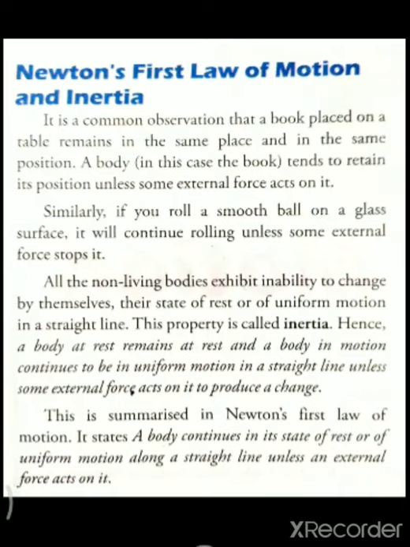Hence a body at rest remains at rest, and a body in motion continues to be in uniform motion in a straight line unless some external force acts on it to produce a change. Overall, whatever we have discussed now is summarized in Newton's first law of motion. And what is that? It is defined as: a body continues in its state of rest or of uniform motion along a straight line unless an external force acts on it. Those same things only we have discussed.